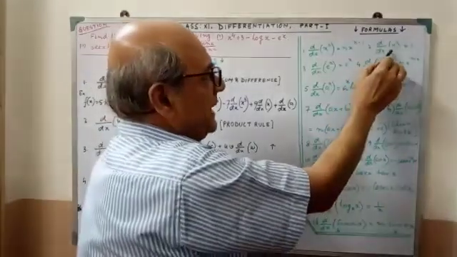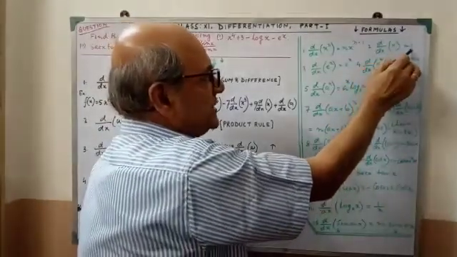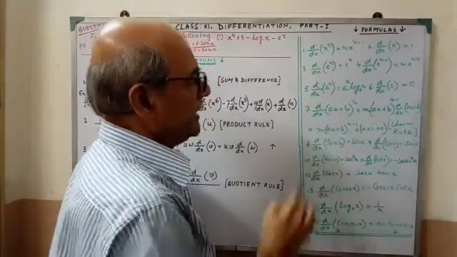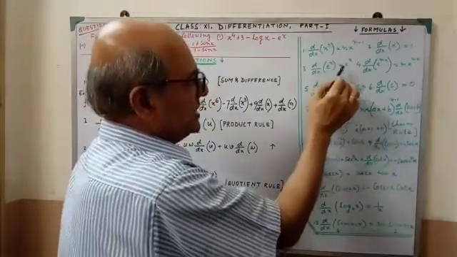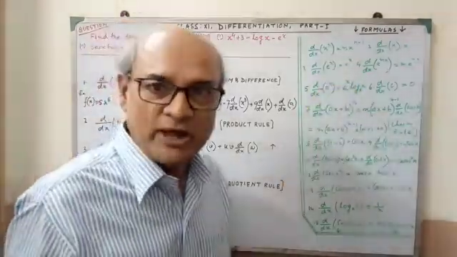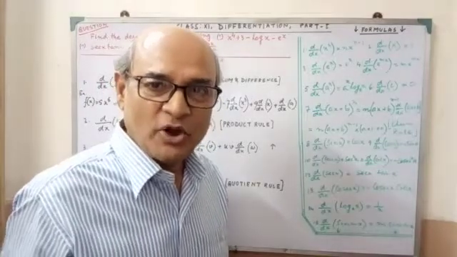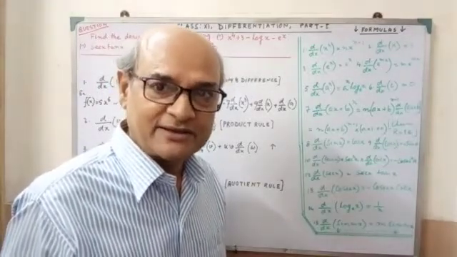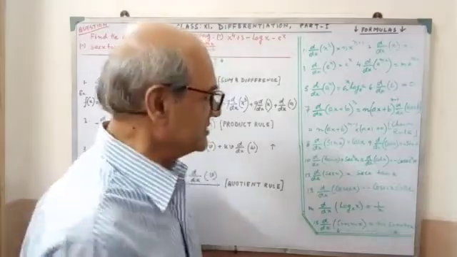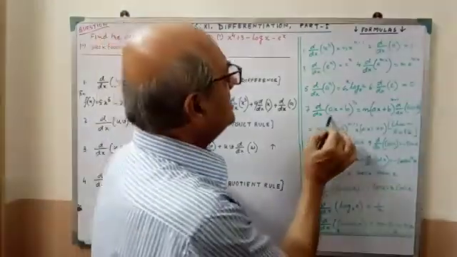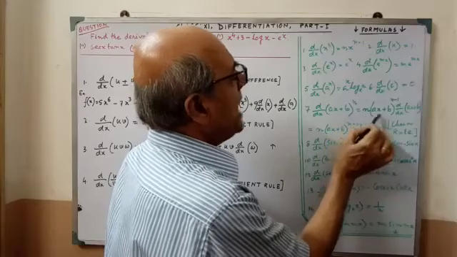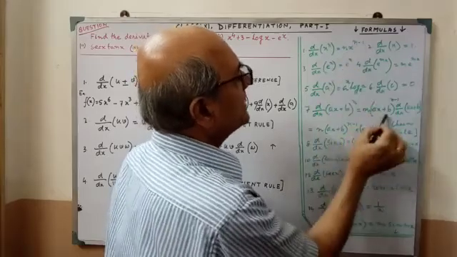And differentiation of x is equal to 1, e to the power x is e to the power x. Differentiation and the function are the same. Not only in differentiation, in integration also, e to the power x integration is e to the power x. You must remember this. And this is ax plus b whole to the power n. By applying this law, we are getting this.